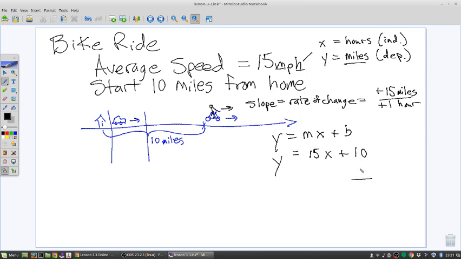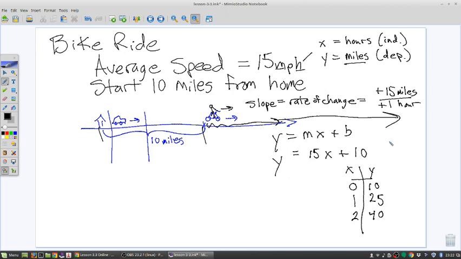So I can make a quick table of this situation. I'm starting out 10 miles from home, and then an hour goes by, right? And I'm just kind of cruising down the road. An additional 15 miles happens, so I should be 25 miles down the road there. The second hour goes by, another 15 miles happens, so that gives me 40 miles from my house over here, given that I started there and I'm just going in that direction, right?